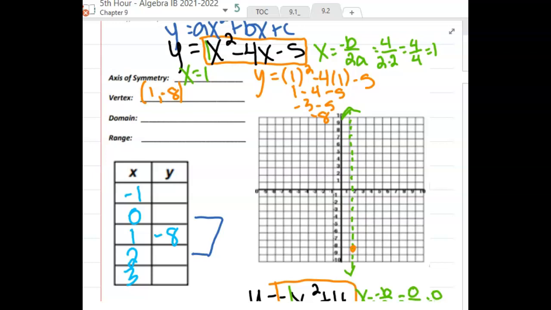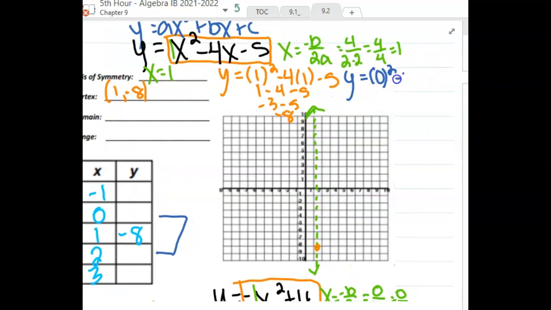So remember we talked about yesterday, this is the function machine. These are the numbers you're dropping into your function machine. This is your rule. It's going to spit out a y value. So to find out what y equals, when I plug in 0, we are going to take 0 squared minus 4 times 0 minus 5. 0 is super easy to work with because 0 squared is 0. 4 times 0 is 0. 0 minus 5 would be negative 5. So when you plug in 0, it spits out negative 5.